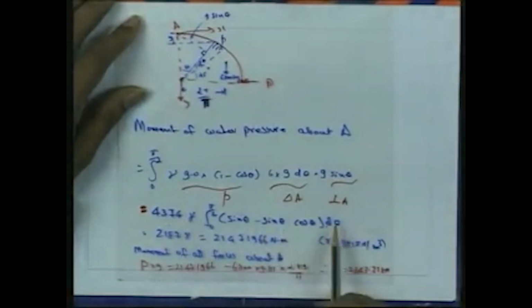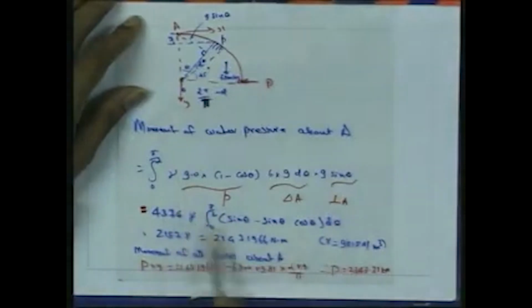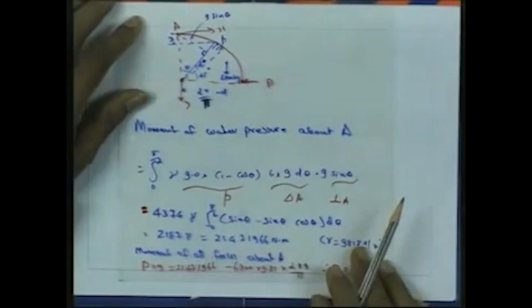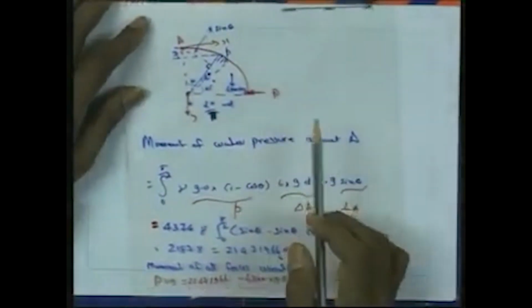After the integration and applying the limits from 0 to pi/2, we will get this as 2,187 gamma, and if we take gamma as 9,818 Newton per meter cube, finally we will get the moment of water pressure about A. And then finally to find this P, we will be taking a moment of all the forces.